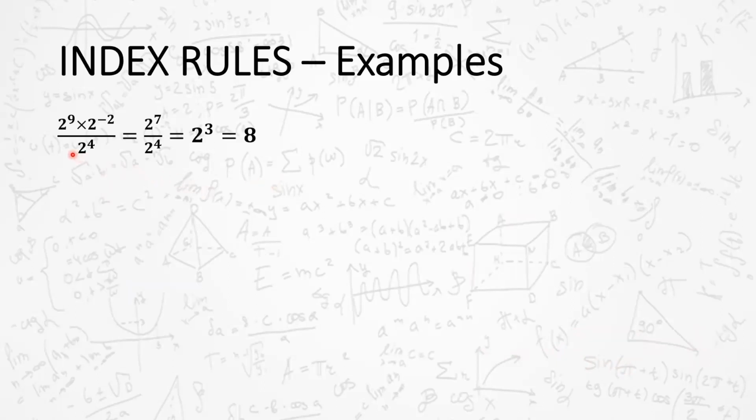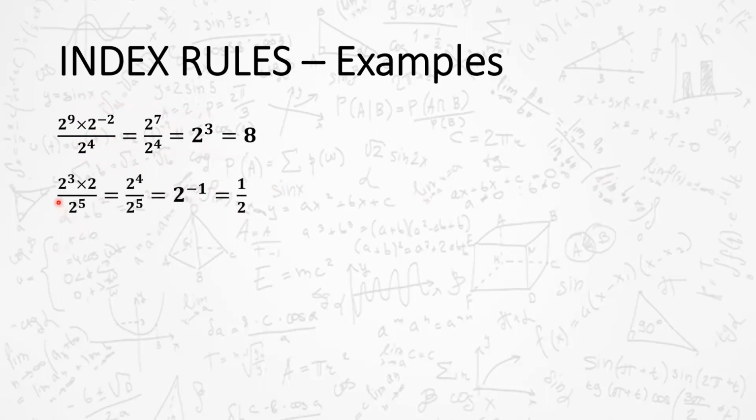Next, 2 to the power 9 times 2 to the power minus 2, over 2 to the power 4. Do the numerator first. So you use the addition. 9 plus minus 2 gives you positive 7. So the numerator is 2 to the power 7 over 2 to the power 4. Then you use the subtraction. 7 minus 4 gives you 2 to the power 3. So the final answer is 8.